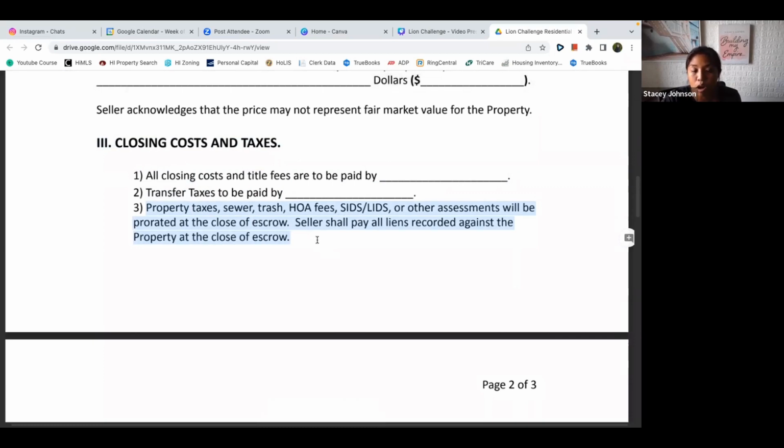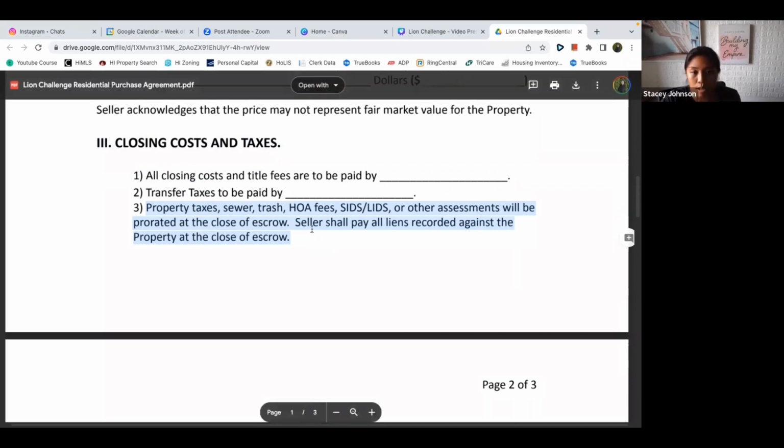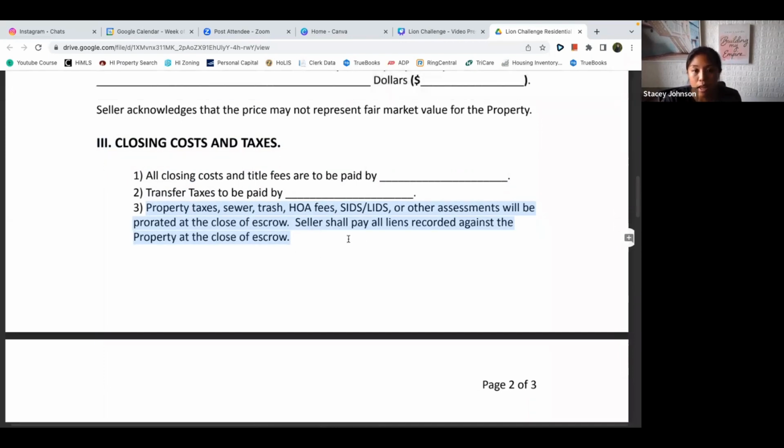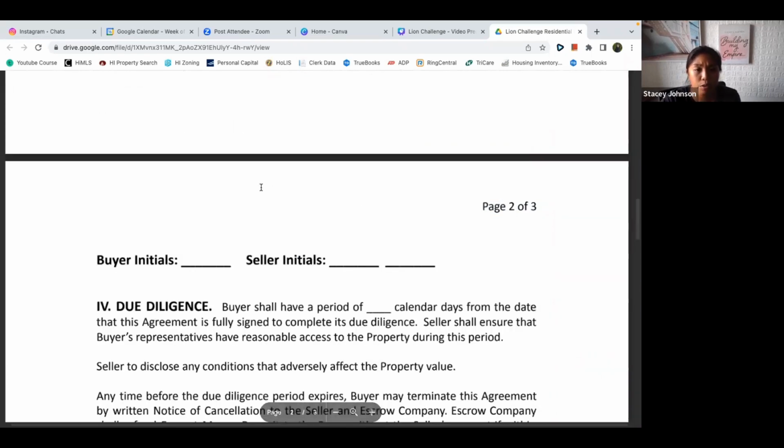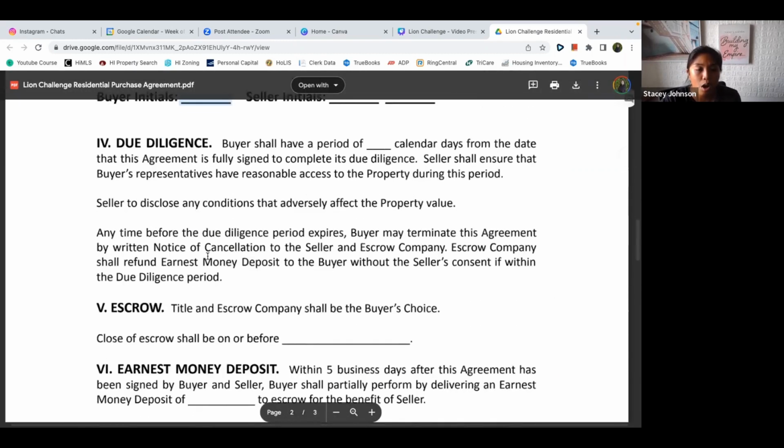If we close escrow on May 20th, you're not going to get charged for the whole month. You're just going to get charged HOA fees, property taxes, all of that stuff up until the 20th. And then from there, we're going to be the one to take over for the remaining 10 or 11 days of the month. So if you agree with all of that, go ahead and sign your initial here. They'll go ahead and sign that. I'll sign this.